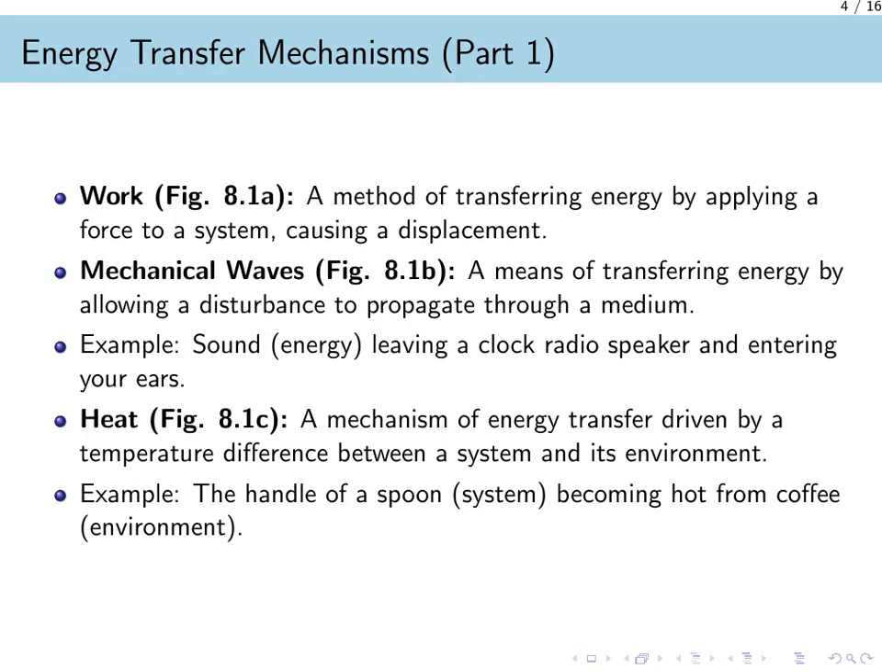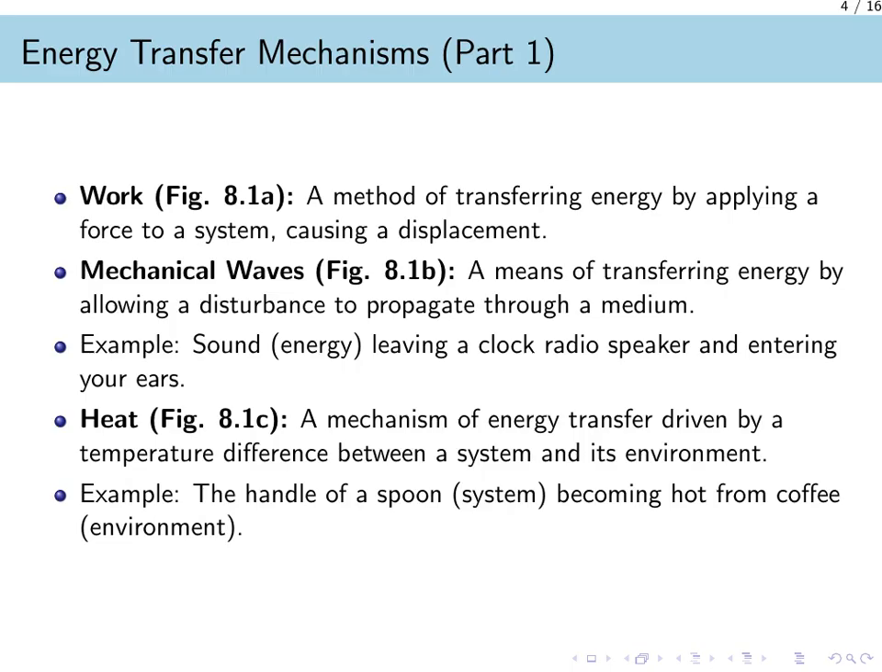We will now begin to identify the 6 mechanisms that allow energy to cross a system's boundary, starting with the first 3. The first mechanism is work, which we define as transferring energy by applying a force to a system that causes it to move or be displaced. The second is mechanical waves. This is a means of transferring energy by allowing a disturbance to propagate through a medium. For example, sound energy leaves a radio speaker and travels through the air to your ears.